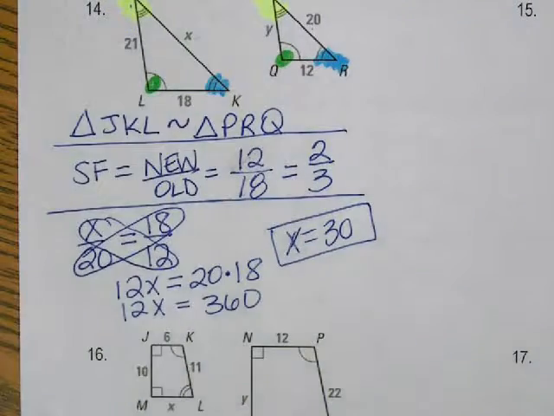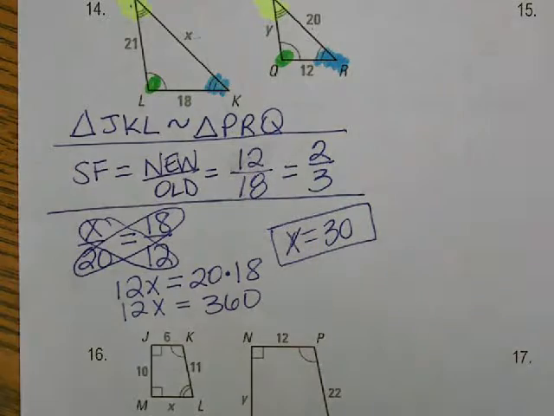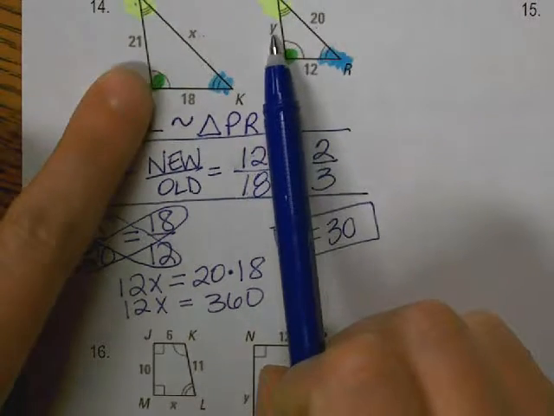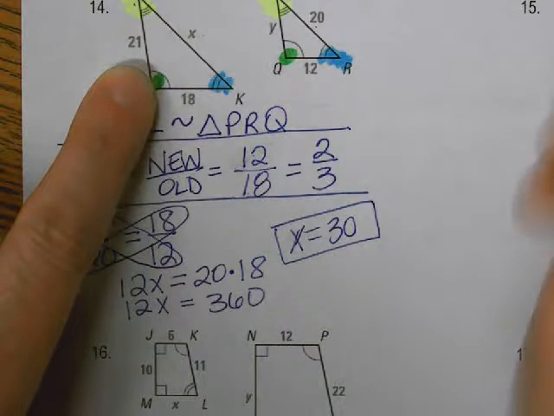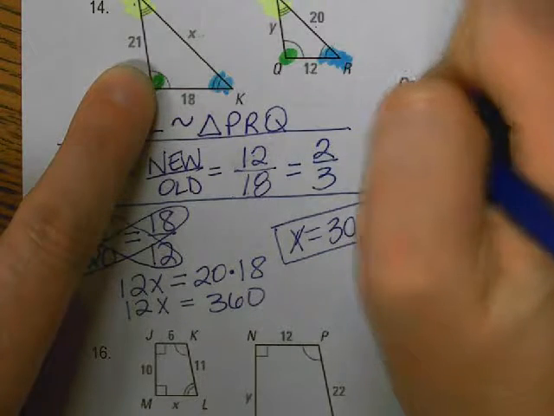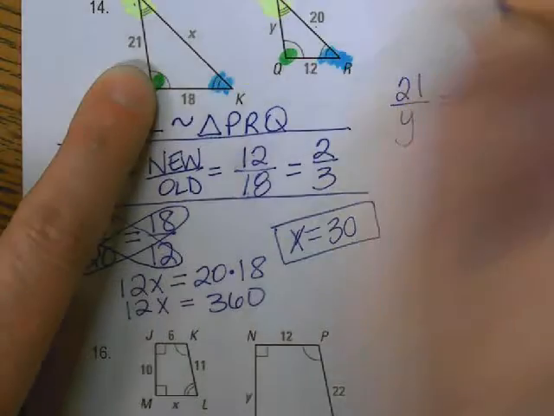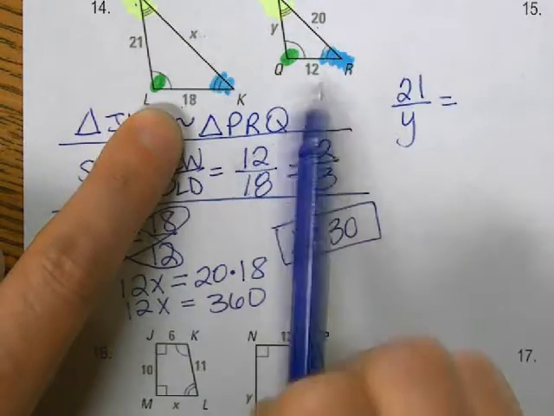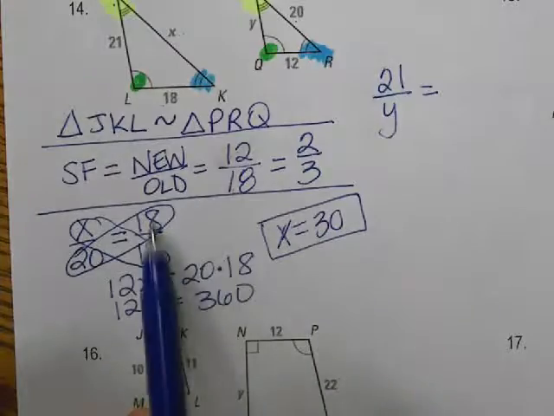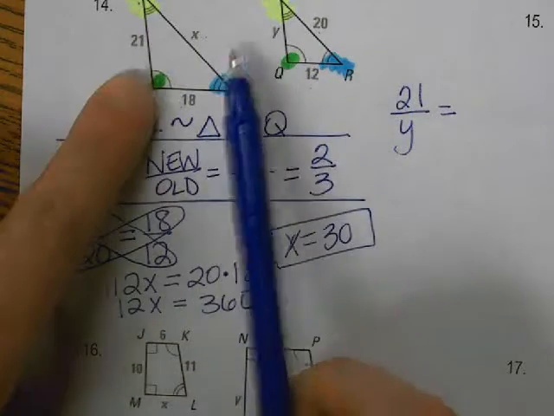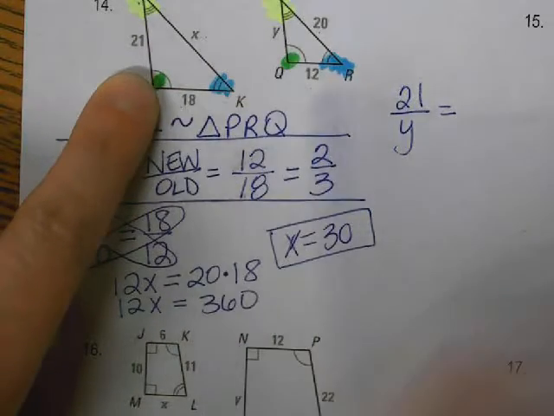Okay. Now we need to solve for y. So we're going to do the same thing. We're going to find y, and we're going to write our fraction. So it's 21 over y. I'll do it over here. 21 over y equals, and now I'm going to pick the same original fraction, 18 over 12, that we picked here. So 21 over y and 18 over 12.